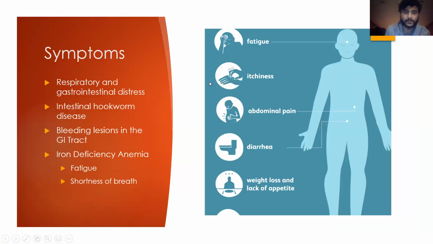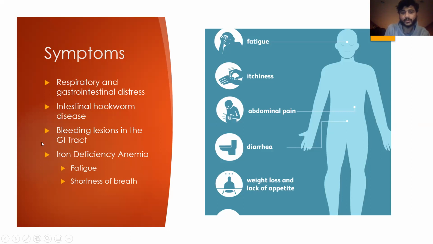So nevertheless, some of the symptoms are respiratory and gastrointestinal distress. Respiratory because it ends up in your lungs initially, and that's going to cause difficulty with your respiration and breathing. Gastrointestinal distress for obvious reasons. You know, it can cause a condition that's known as intestinal hookworm disease.